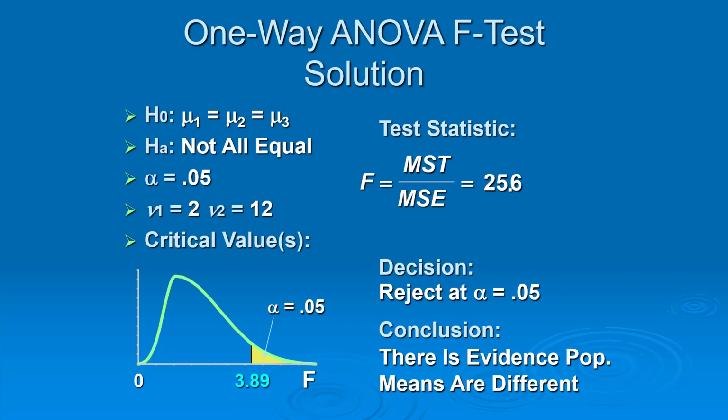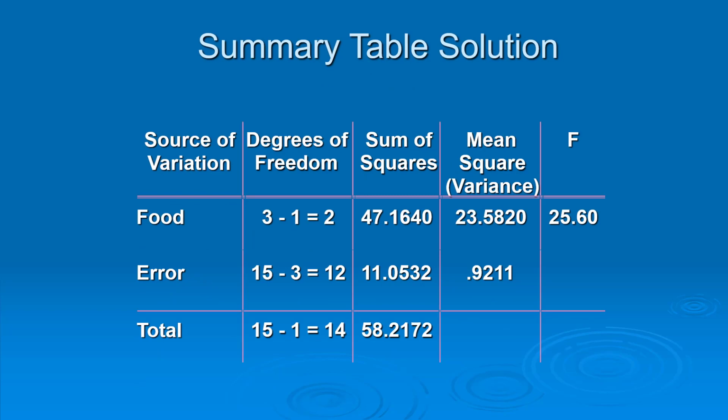Since the observed F is 25.6, we know p must be less than 0.05. Therefore, we reject the null hypothesis. We can conclude that there is evidence that the population means of weight loss are different. If you use SPSS, you will see an output like this. Additionally, the p-value will be reported so that you can make the statistical decision.